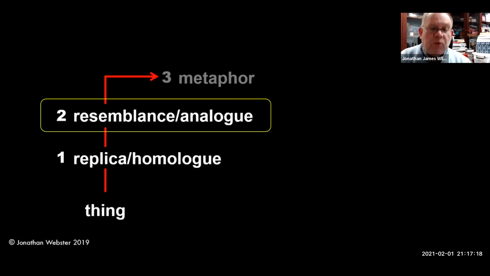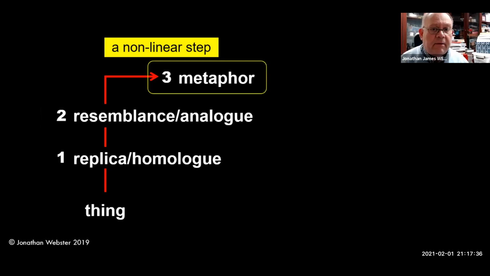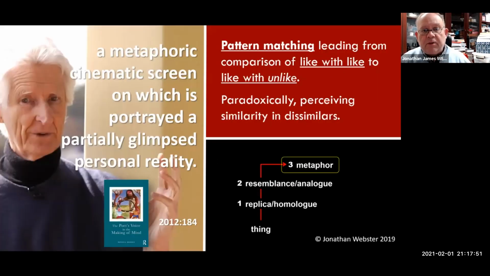And what is the direction that we're moving? We're moving in a direction of comparing like with like. First, the replica, then something that resembles it. But then, that sidestep to metaphor. In what sense? Meares talks about it as this kind of non-linear step, not the same direction. Suddenly, we're going in a different direction. Again, it's the paradoxical. Pattern matching. That is what we do. We're doing pattern matching, comparing like with like, but then we compare like with unlike. We see a similarity in something that is completely dissimilar.